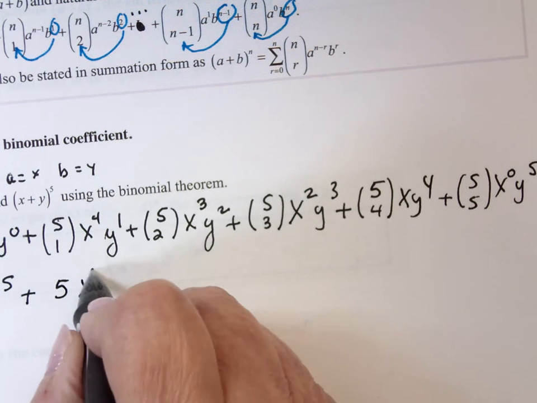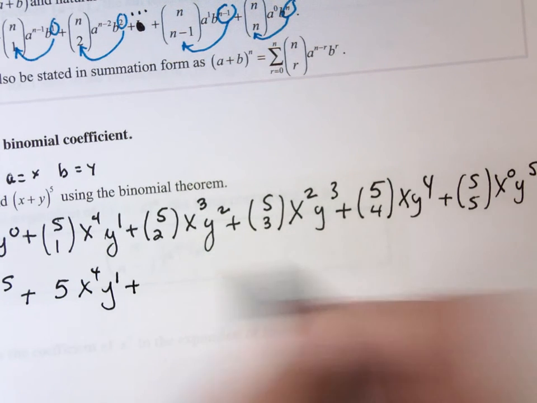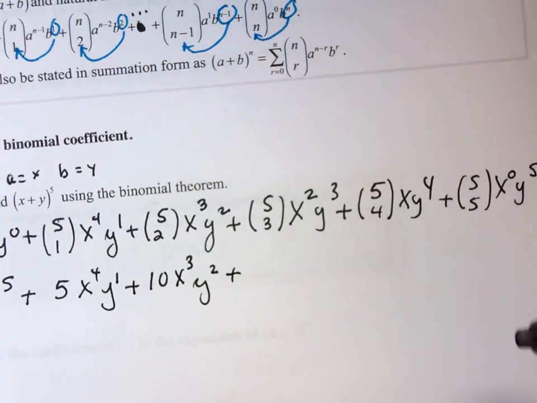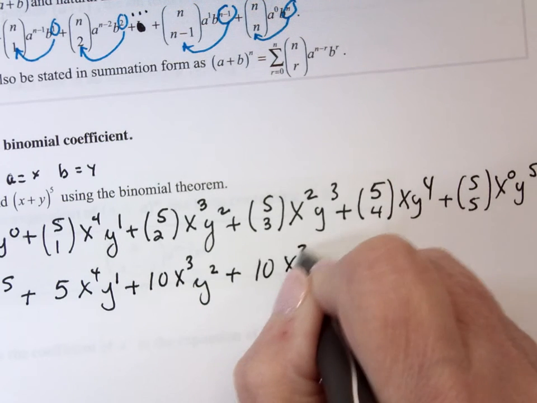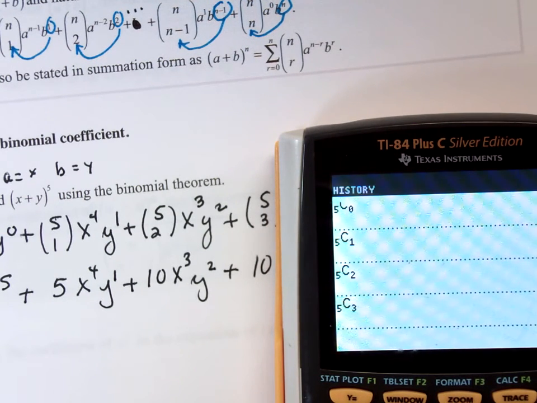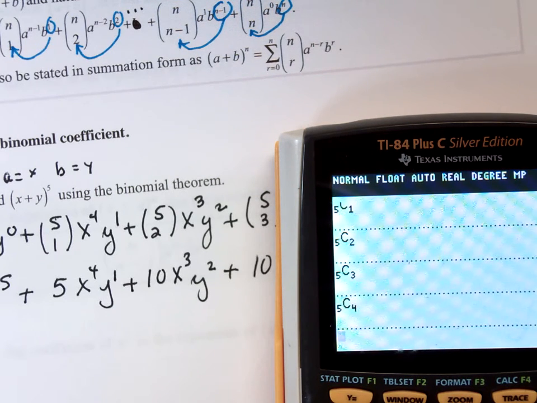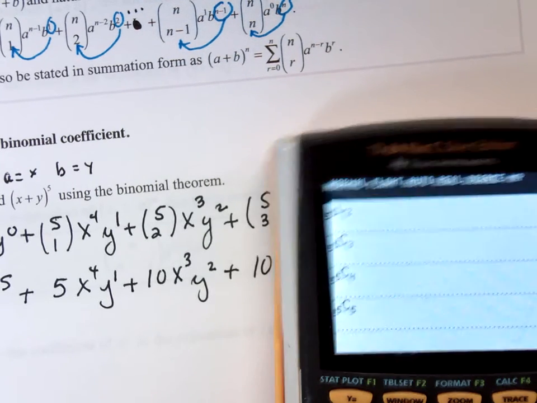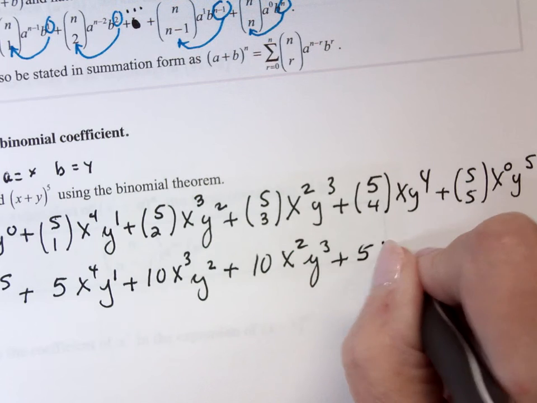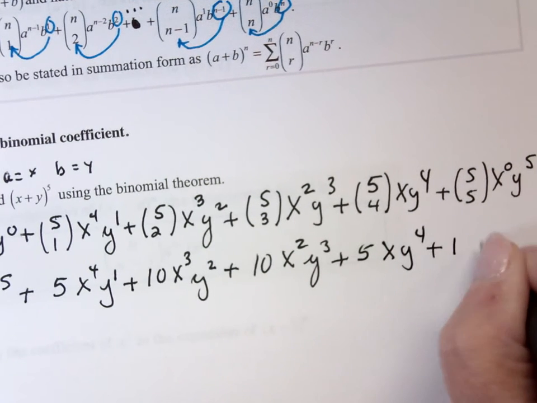So this is 1 times x to the 5th plus 5 times x to the 4th y to the 1 plus 10x cubed y squared plus 10x squared y cubed plus, and now this is going to be 4, which is a 5. Which is a 1. So 5 x y to the 4th plus 1 y to the 5th.